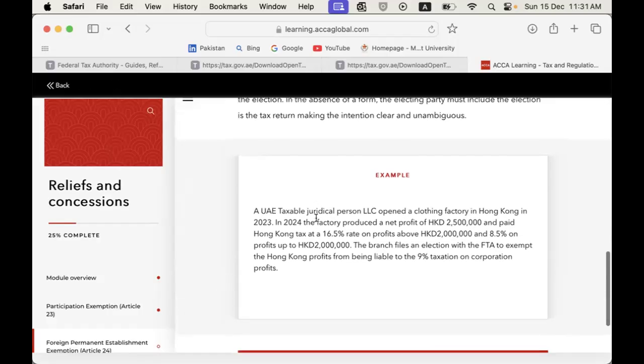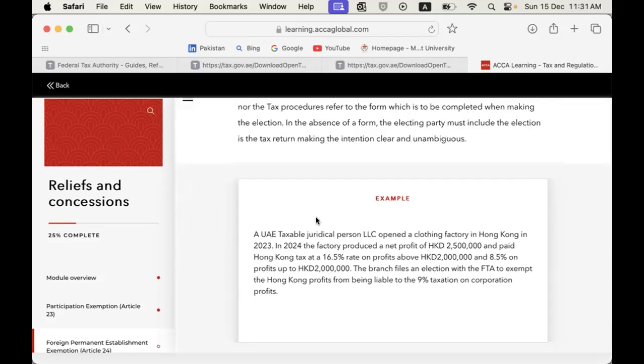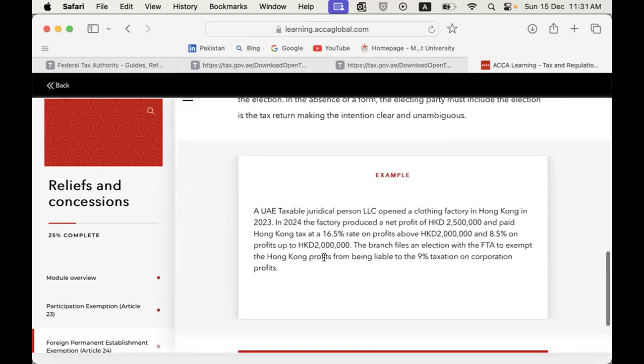Actually, there is 8.5% because there's a condition of claiming the relief, having a similar 9% or more tax rate. So I'm confused in this. There is a 16.5% as well. So in Hong Kong, there is progressive taxation. Any taxable income above 2 million is taxed at a very high rate, 16.5%, and the rest of it is taxed at 8.5%.